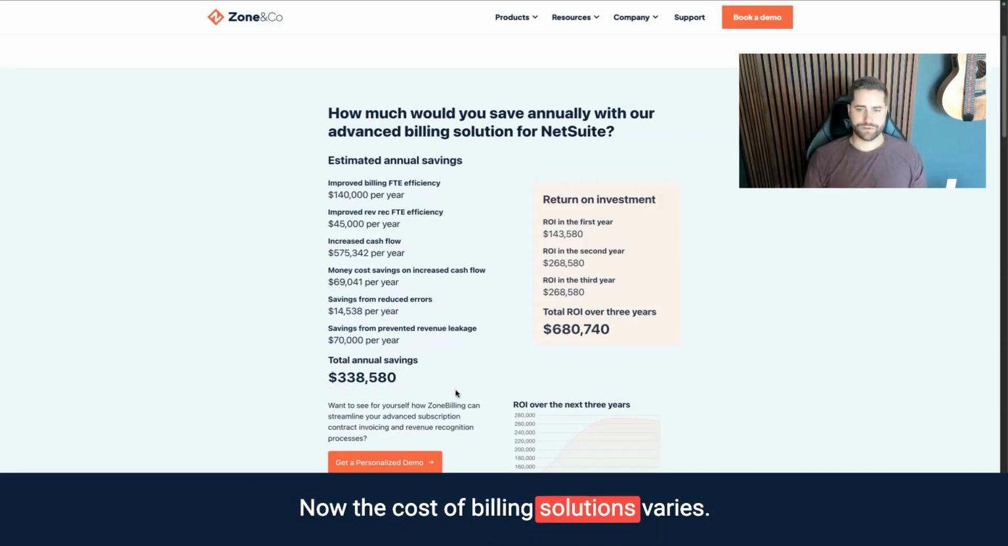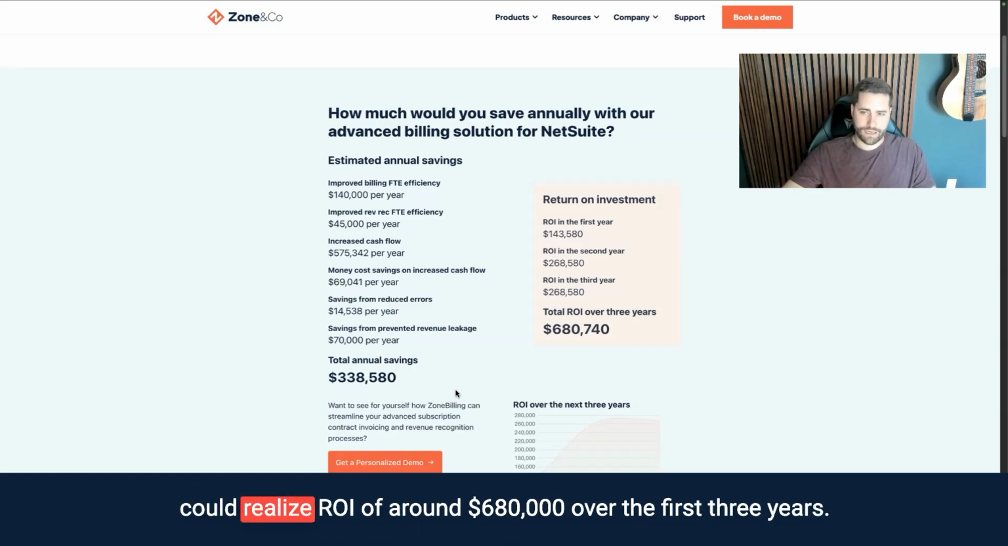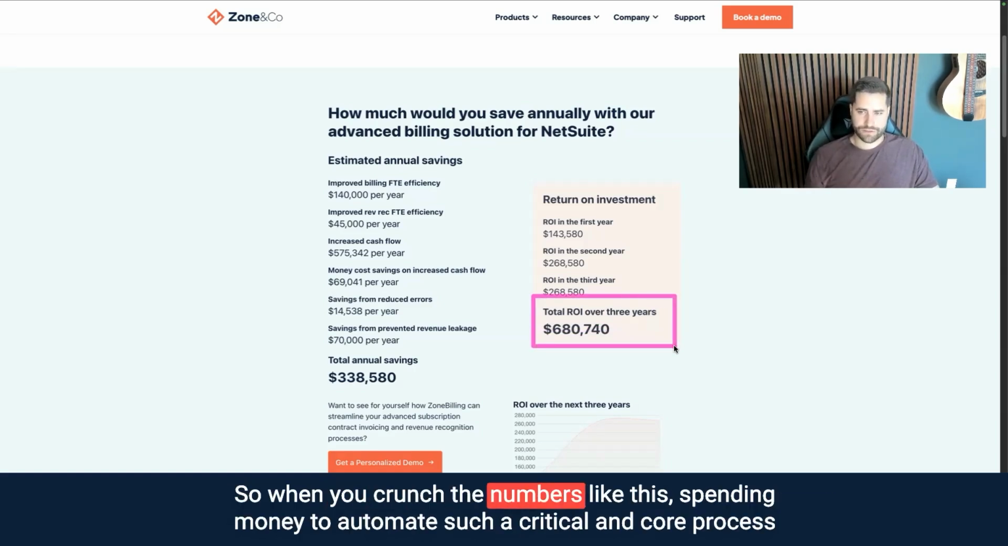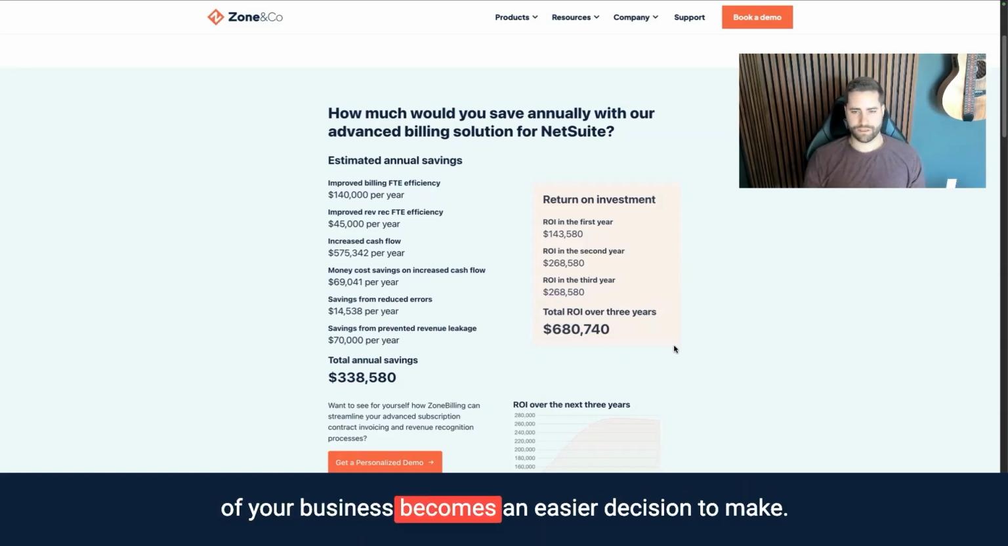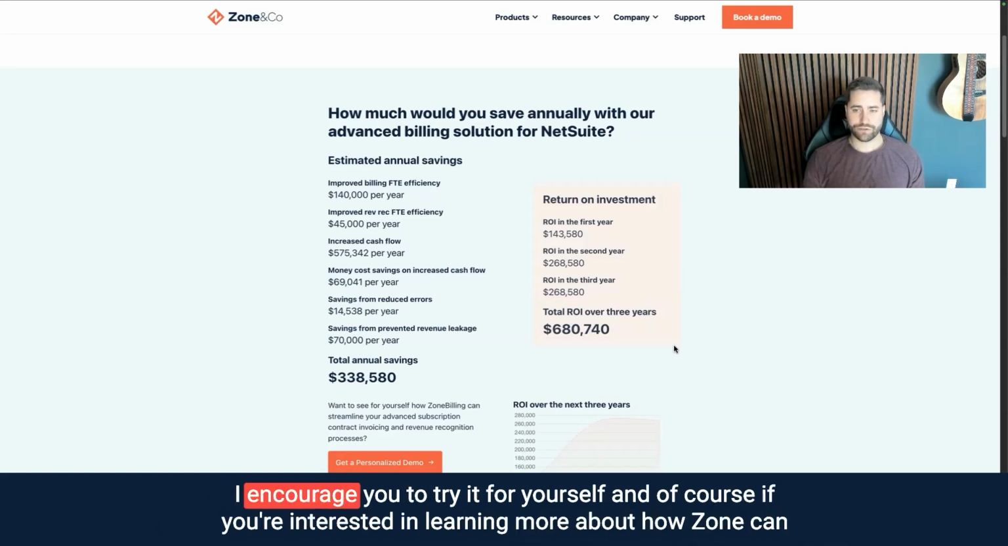Now, the cost of billing solutions varies, but we estimate that for a business of this size, roughly $70 million a year, processing about 1,200 invoices a month, we could realize an ROI of around $680,000 over the first 3 years. So when you crunch the numbers like this, spending money to automate such a critical and core process of your business becomes an easier decision to make. I hope this ROI calculator is useful for you and helps you determine how much money your business could potentially save. I encourage you to try it for yourself.